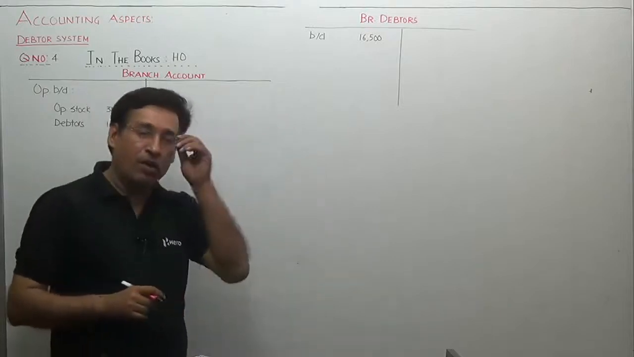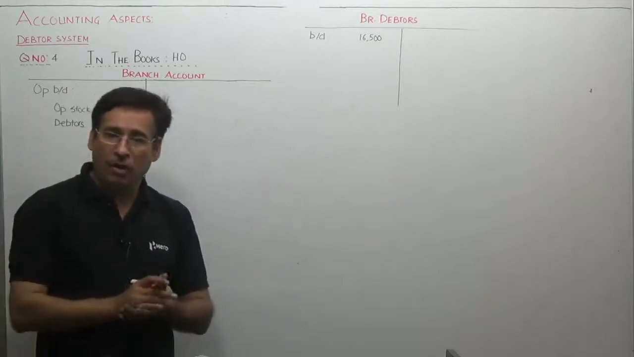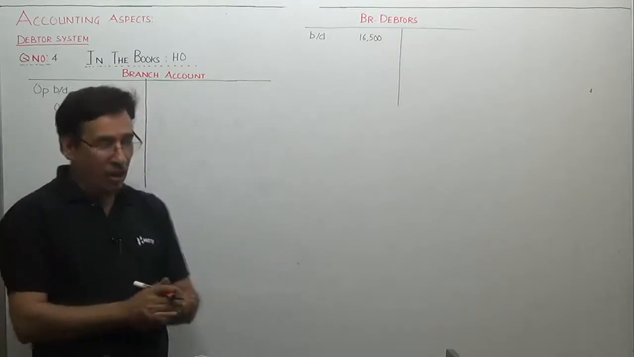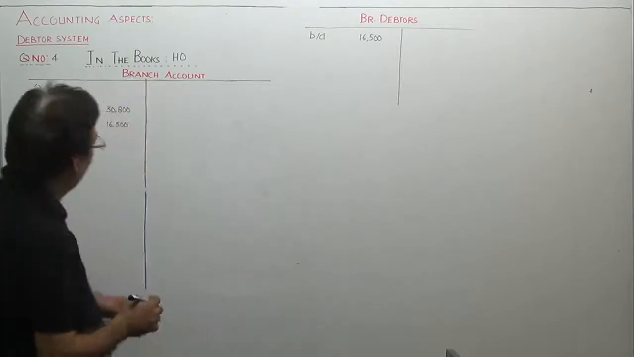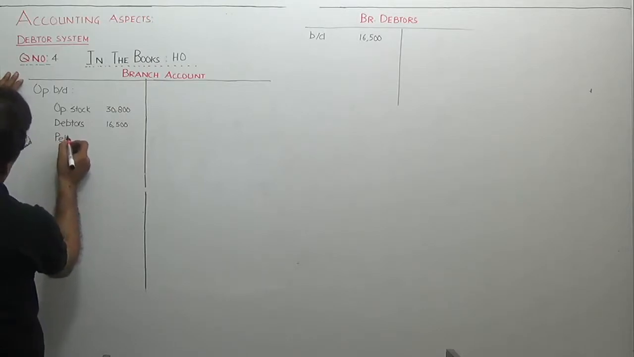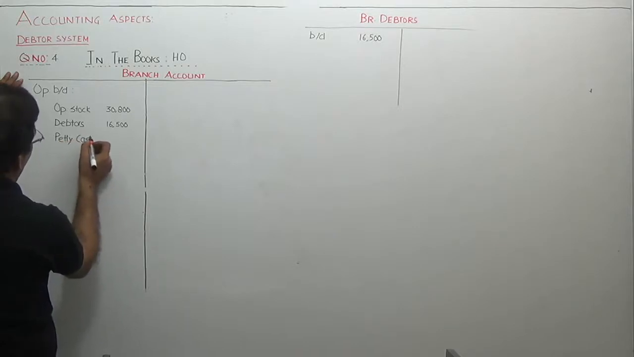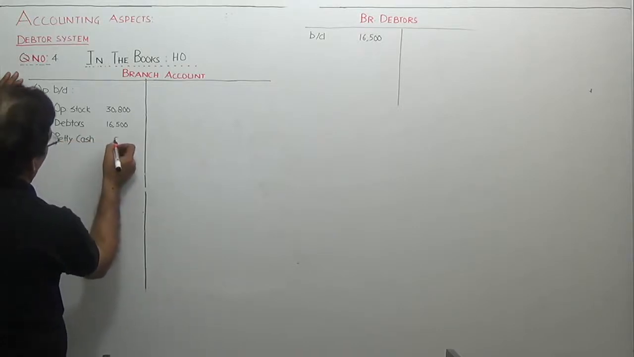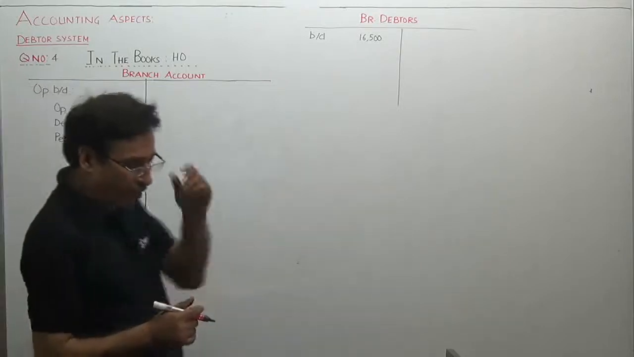Now we have got petty cash. Actually, this is a word you have heard a lot of times, and you know that it's a real account, petty cash. But it will require some discussion, which I will do later on. At this moment, since the balance is given, I am going to write here petty cash. Petty cash balance is given to you as 500. So I have just written down over here 500.